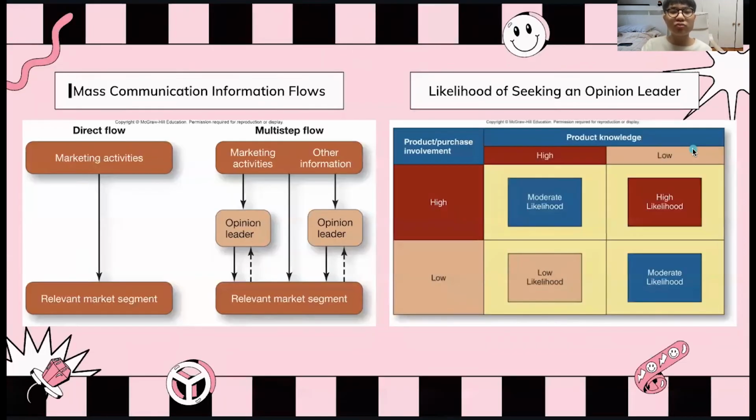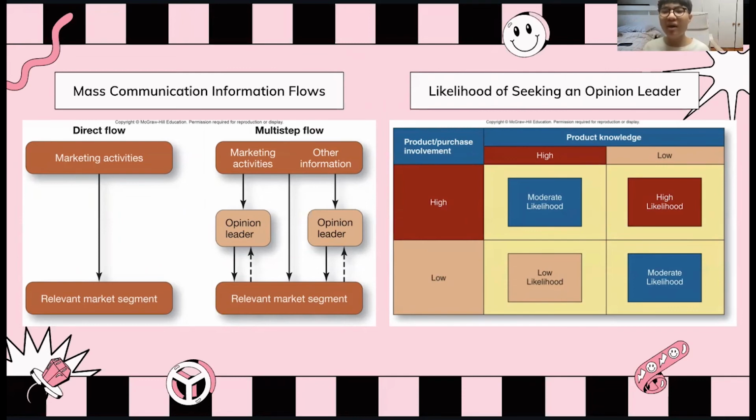And there are two models that I want to mention, which are super fundamental. The first one is mass communication information flow. The process of one person receiving information from the mass media or other sources and passing it on to others is known as the two-step flow of communication. Or we could say, on the right-hand side, the direct flow from the marketing activity directly to the relevant market segment. And the second way is the multi-step flow of communication, involving opinion leaders for a particular product area who actively seek relevant information from the mass media as well as other sources. You can see that instead of going directly from the marketing activity to the market segment, they can take into account the opinion leader.